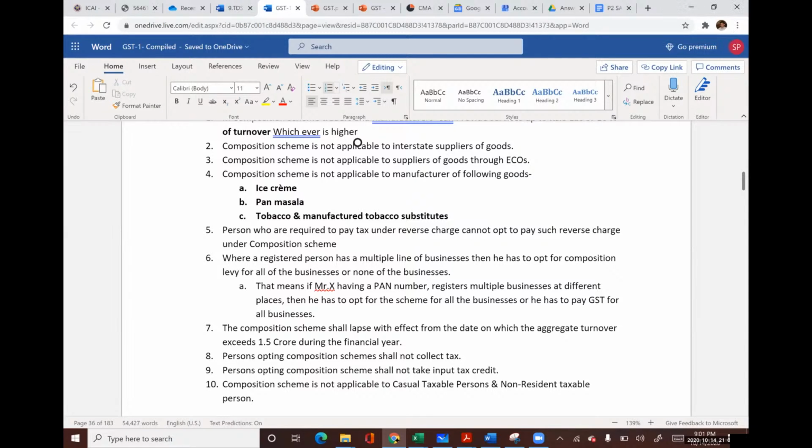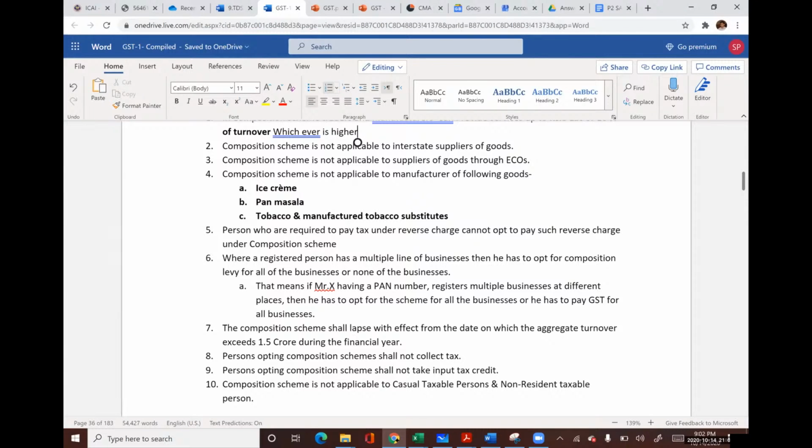The composition scheme shall lapse with effect from the date on which the aggregate turnover exceeds 1.5 crore during the financial year. So the moment you cross 1.5 crores, sir, I thought I was paying tax under composition scheme because last year it was 1 crore. This year also I thought it will be 1 crore, so I started paying GST under composition scheme. But due to unexpected demand for my products, the turnover crossed 1.5 crores. So up to 1.5 crores composition scheme, after that, regular GST. You guys getting it? Yes, sir.